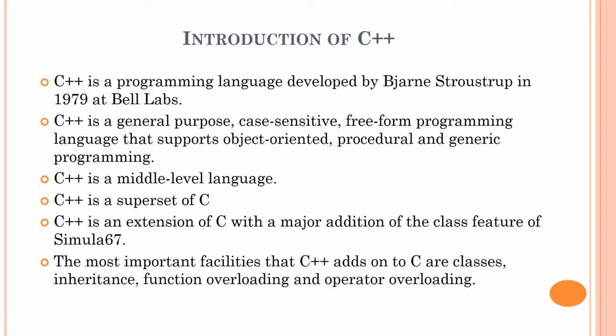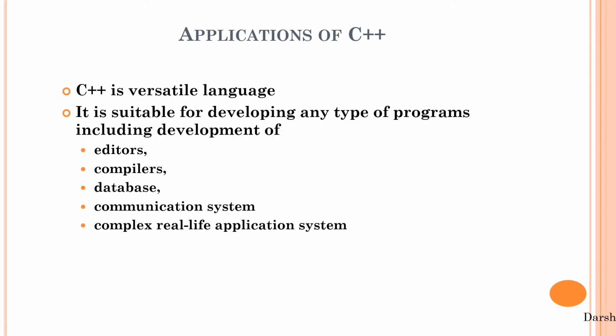Next, C++ is an extension of C with the major difference of the class features of Simula 67. This means that the added features like class, object, inheritance, polymorphism, etc. in C++ are the features that originally belonged to the Simula 67 language. Next, the most important facilities that C++ adds to C are classes, inheritance, function overloading and operator overloading.